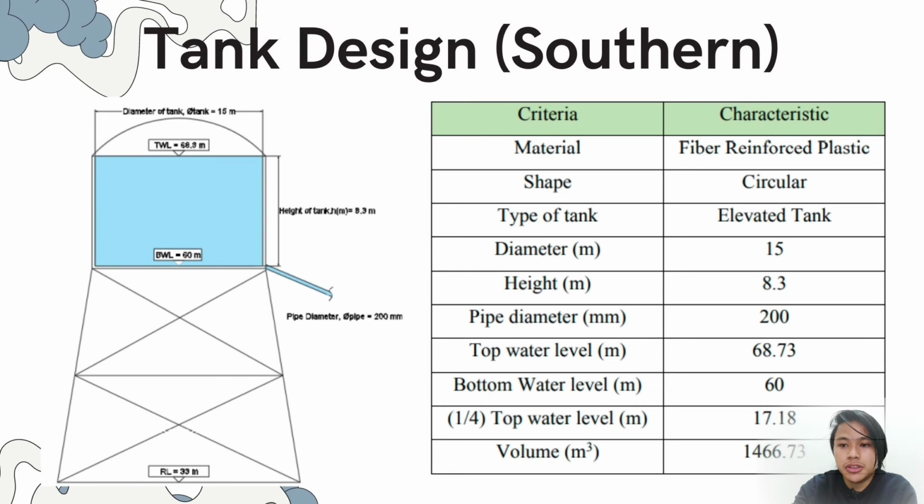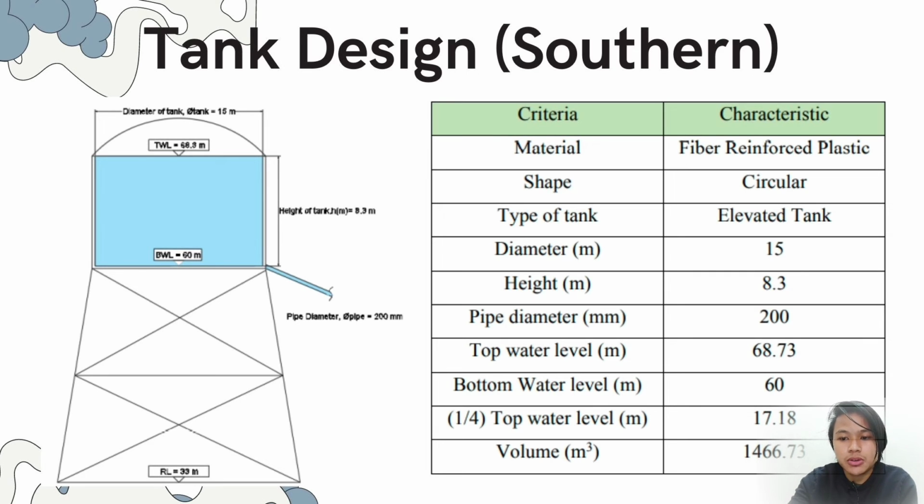Whereas for the southern region, we recommend to use an elevated water storage tank with a circular shape made of fiber reinforced concrete. Unlike the water tank from the northern region, these tanks need to be elevated since the reduced level is too low. Therefore, it is not enough to make a grounded water tank.